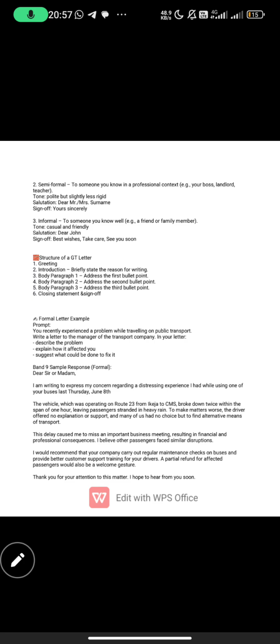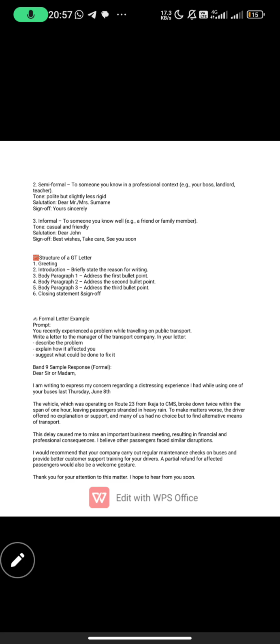Address the second bullet point, then body paragraph 3 addresses the third bullet point, and then your closing statement, one sentence, just like I wrote here. If you look down at this very page, you will see, thank you for your attention to this matter. I hope to hear from you soon. That's the closing statement, one sentence. In fact, one line is okay for that. Do you understand?